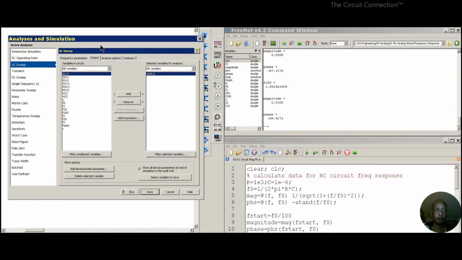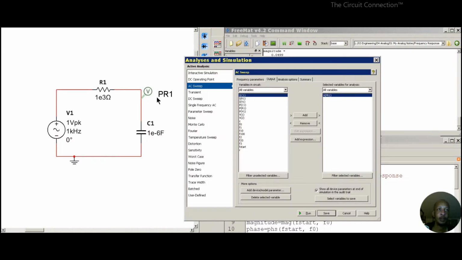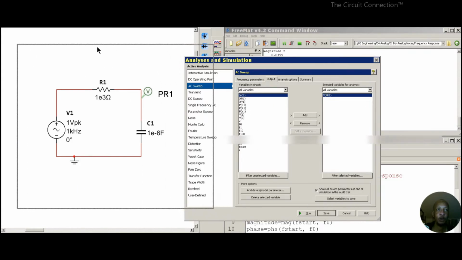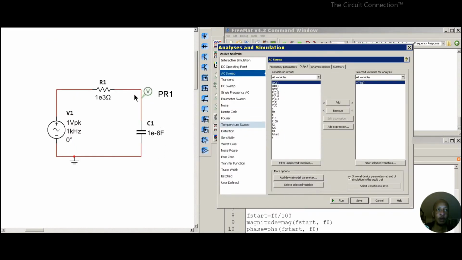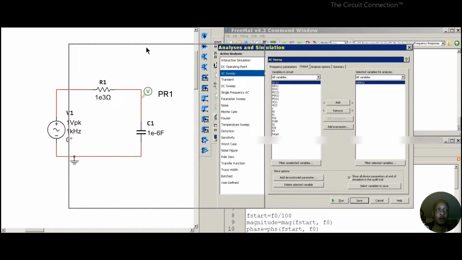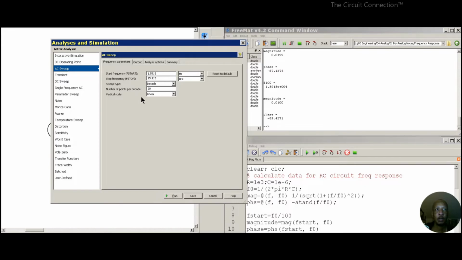Now the output says V parentheses PR1. Well, what in the world is that? That's the voltage of probe 1, and this is probe 1. It's the only probe in the whole design, so there's no other choice. So it's clear that that's the voltage of probe 1, and that's automatically implied to be with respect to ground. So it's across this capacitor here. Okay, with that being said, I'm going to just hit run and let's see what the plot looks like. Again, decade, linear. Let's see.